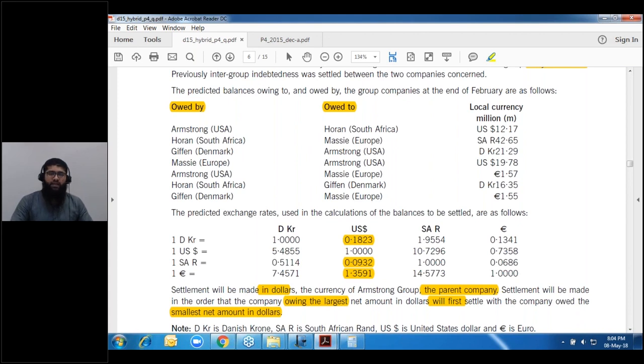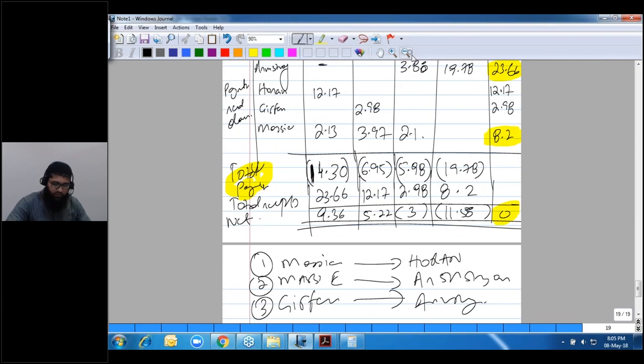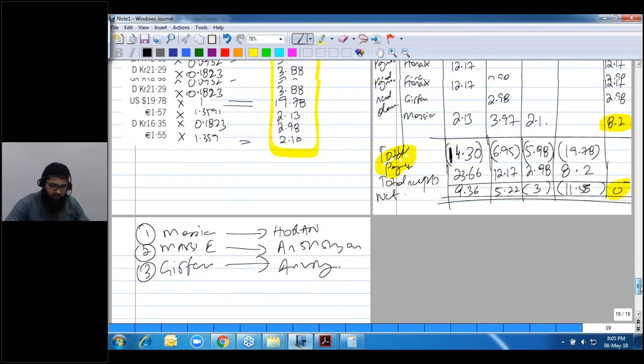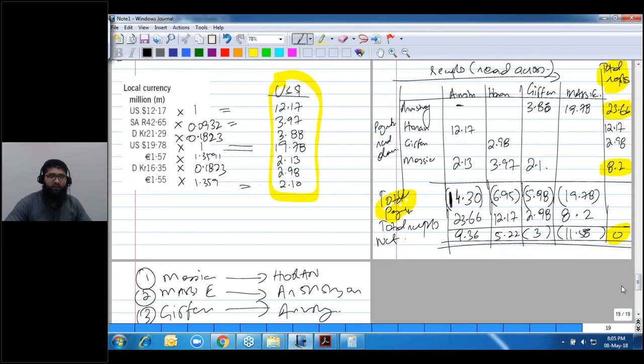Okay, I think that's actually the conclusion of this specific netting question. I hope you people are able to understand this question.